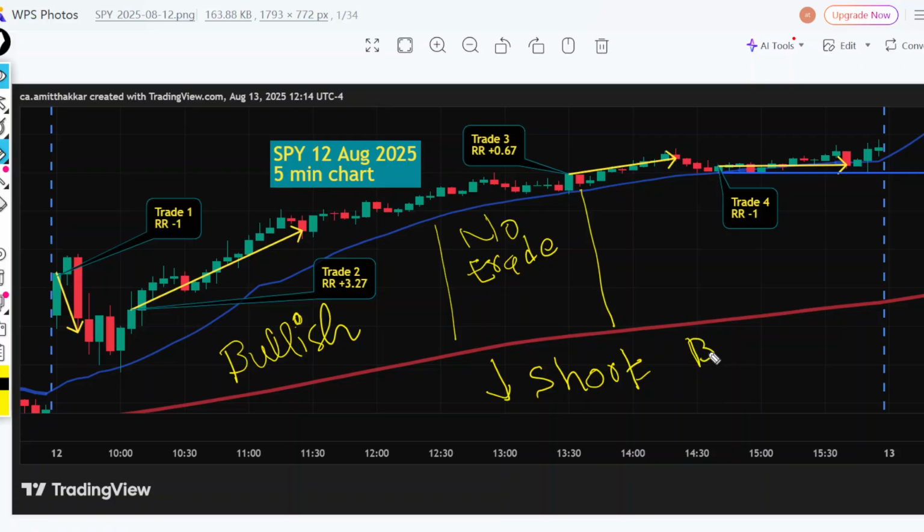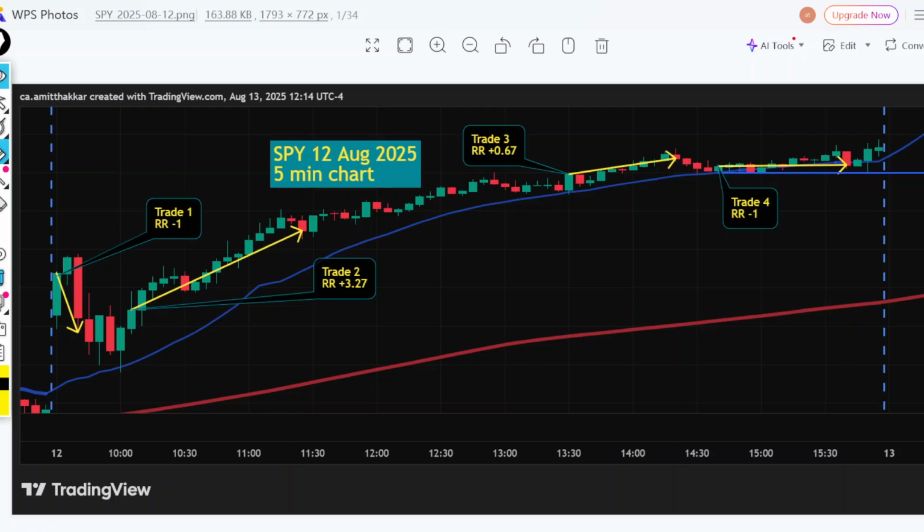So in this case, on 12th August, when the first candle opens, it opens above both the moving averages. You can see it opens above both, and we are bullish in the market. So on the closure of the first candle, we can take a buy position, and unfortunately the market turns back and closes below the first candle, and we take our first stop loss.